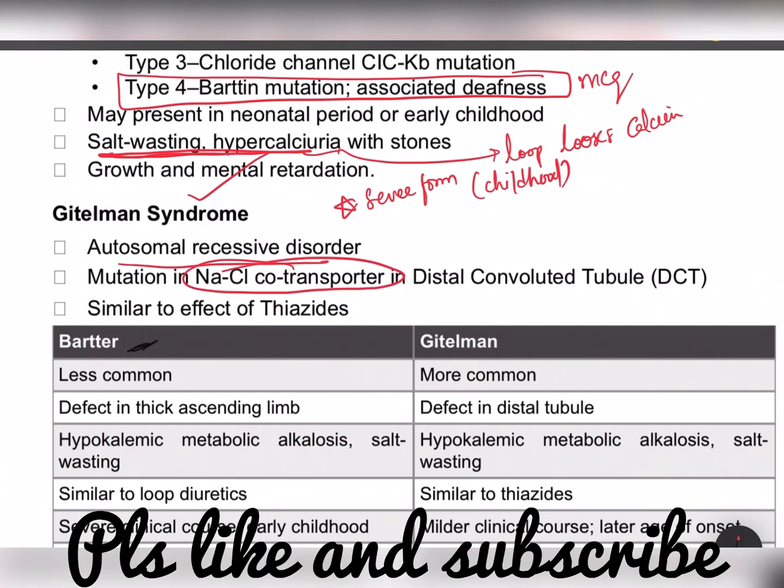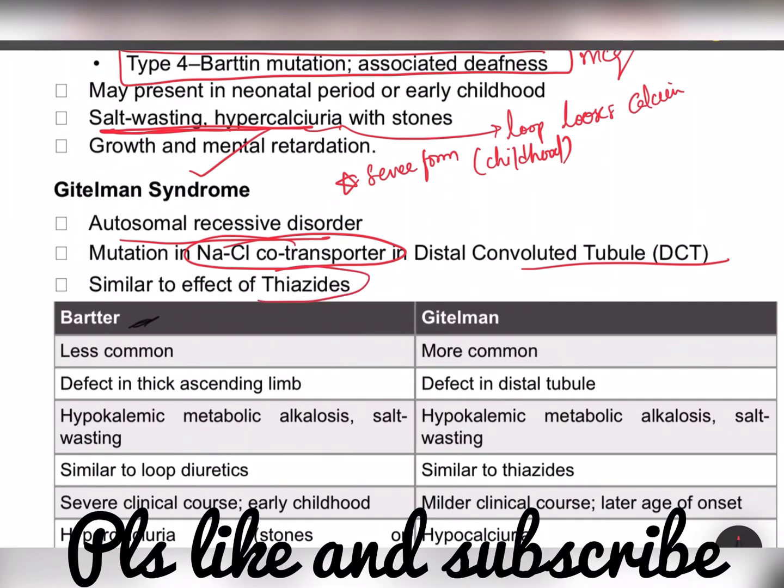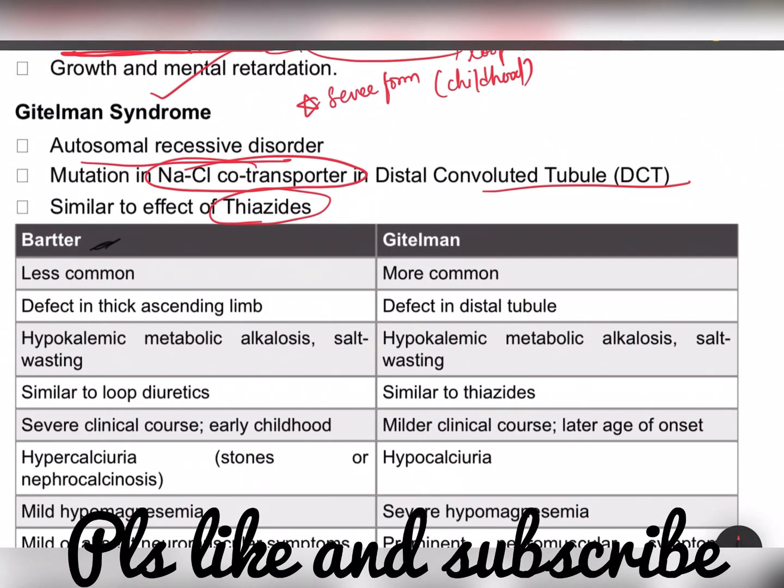Gitelman is autosomal recessive again. Same mutation, in the sodium chloride channel, the transporter in the distal convoluted tubule. It is similar to the effect of thiazides. Okay. Which is more common? Gitelman is more common. Severe form is less common. Defect in the distal convoluted tubule.